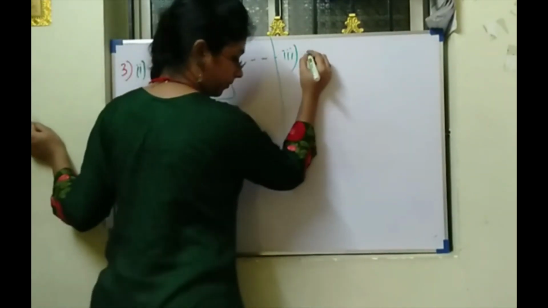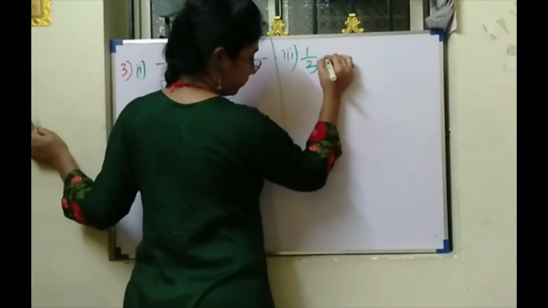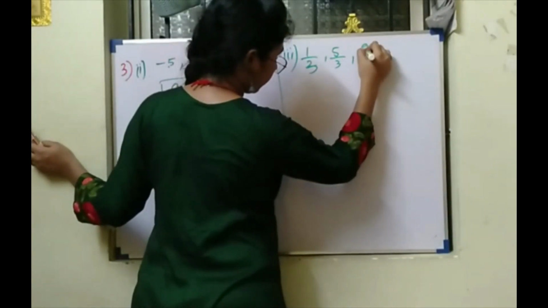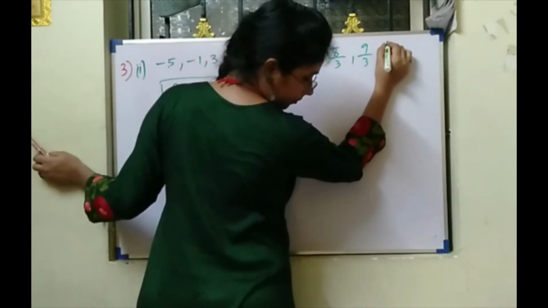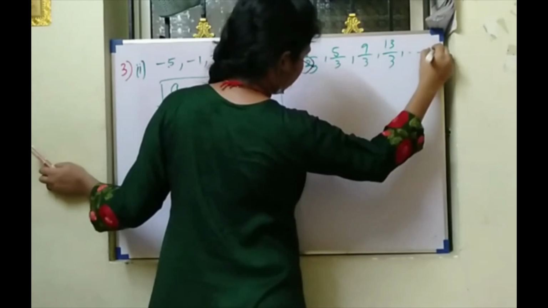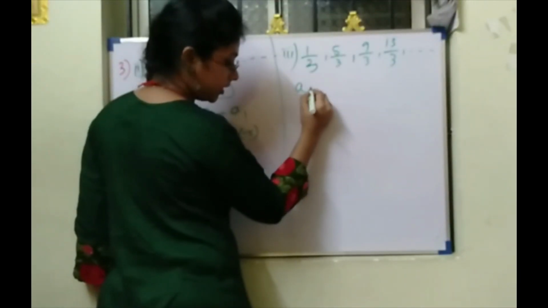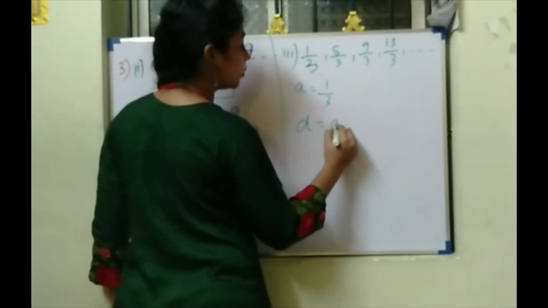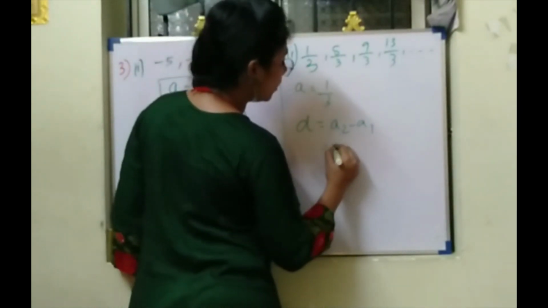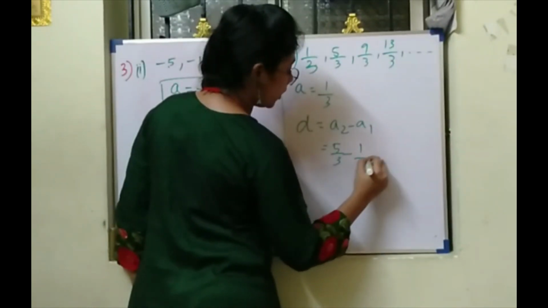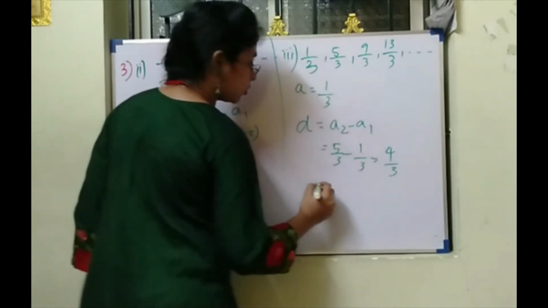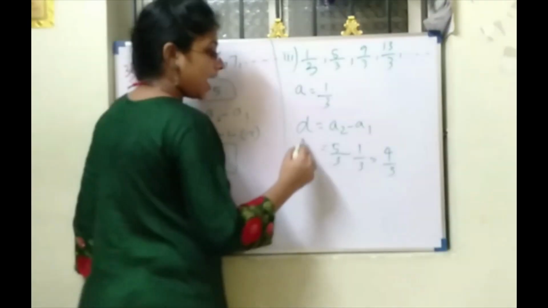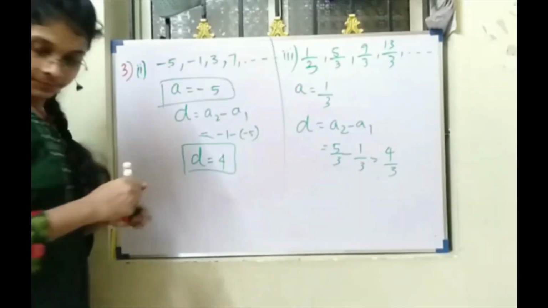Third part. Here the first term is 1 by 3. Then what is the common difference? D is equal to A2 minus A1, 5 by 3 minus 1 by 3, which is equal to 4 by 3. So A is equal to 1 by 3 and D is equal to 4 by 3.